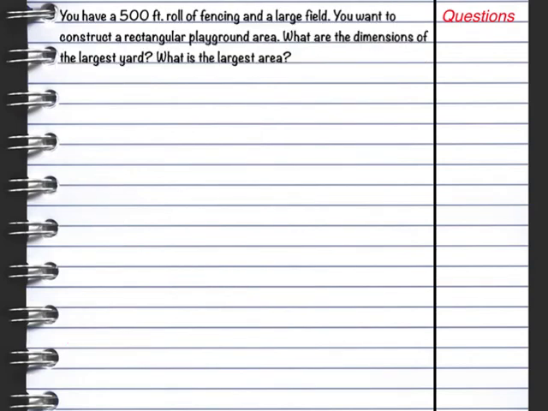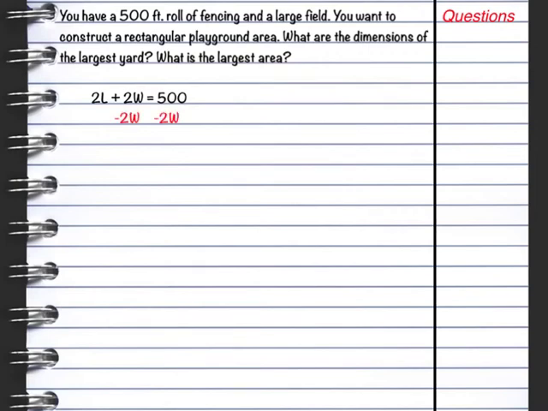So for our final generalized example, you're going to have a 500-foot roll of fencing and a large field. You want to construct a rectangular playground area. I want to know what are the dimensions of the largest yard and what is the largest yard. So notice I'm going to start off with perimeter. Because I have a 500-foot roll of fencing, I know that I'm talking about perimeter. So 2 times the length plus 2 times the width is going to give me a perimeter of 500.